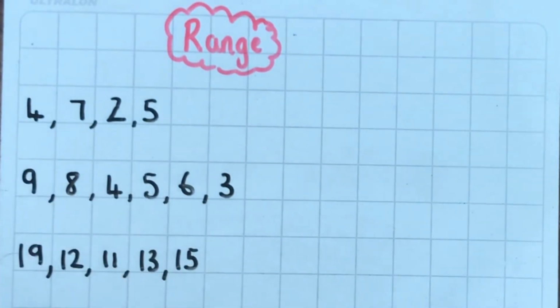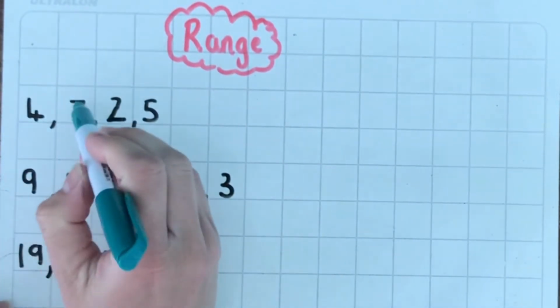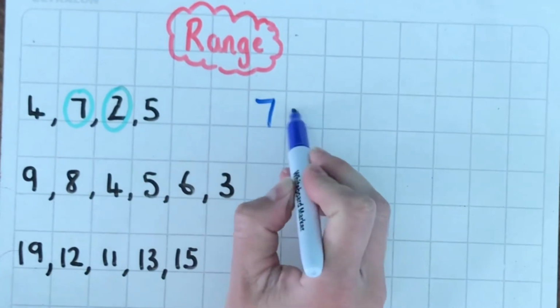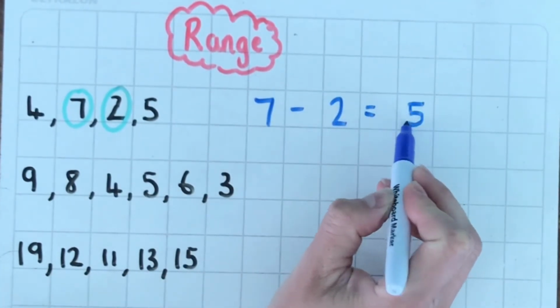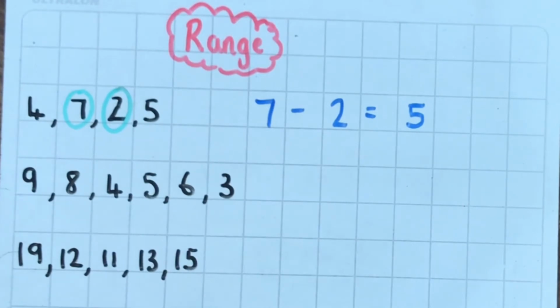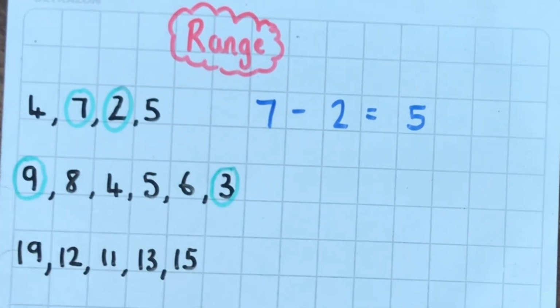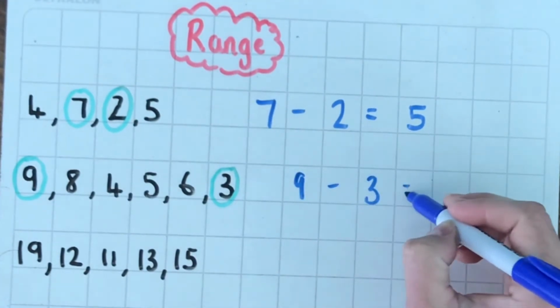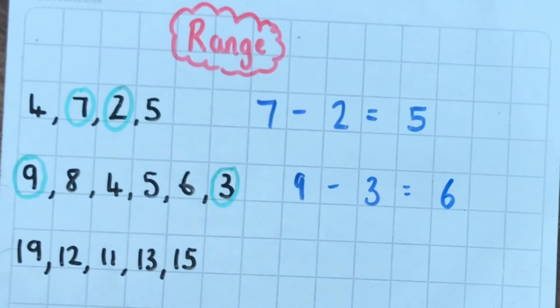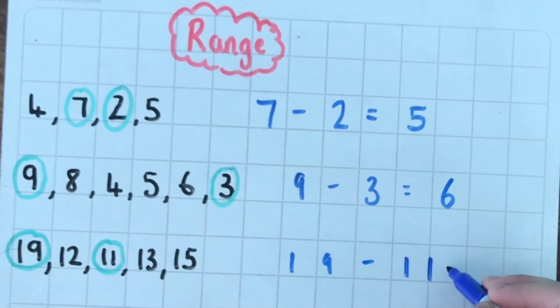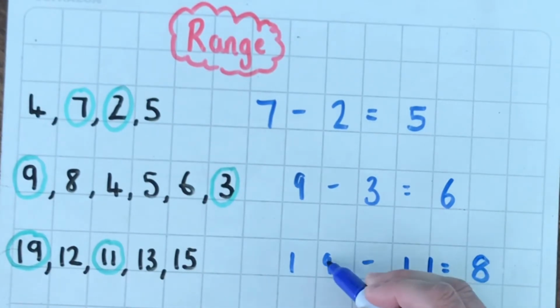Okay, so if you have a look at the first set of numbers, we've got 4, 7, 2 and 5. Your largest number is 7. And your smallest number is 2. So very simply, all you have to do is 7 take away 2, and that means the range of that group of numbers is 5. Okay, have a look at this second set of numbers. Your smallest number is 3, and your largest number is 9. So to work out the range, you do 9 take away 3, which gives you 6. Okay, and the third set of numbers, you've got 19 as your largest, and 11 is your smallest. So if we do 19 take away 11, that gives us a range of 8.